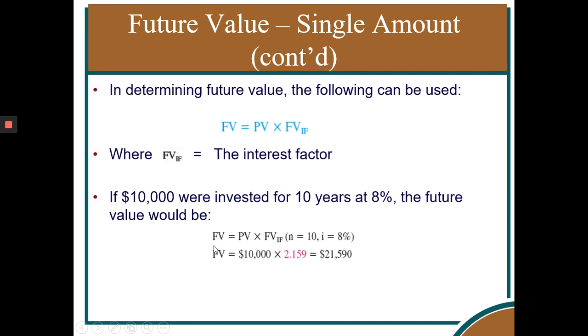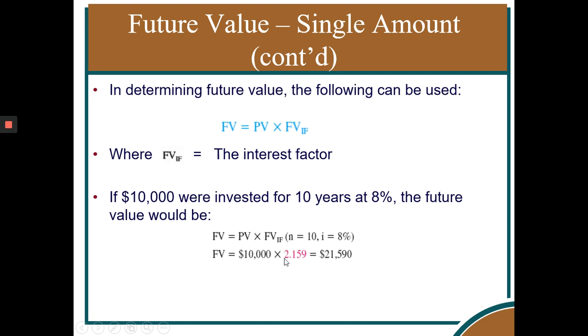All right, so you can write the formula like this: future value equals present value times future value interest factor, n equals 10, I equals 8%. This is how you usually start your calculation, by writing down the key inputs. Once you write that down, the next thing is PV is 10,000 times the future value interest factor, which is 2.159. Where can you get this?